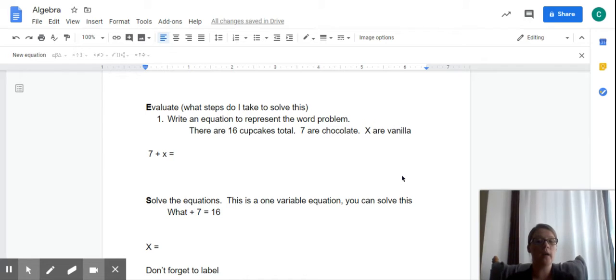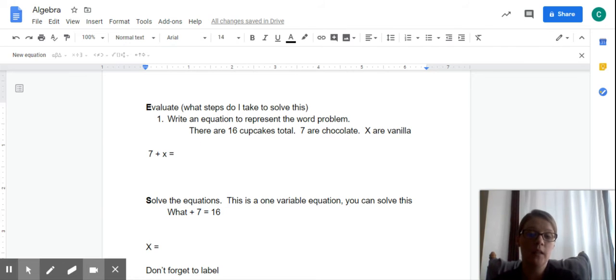So we're going to evaluate. What steps do I take to solve this? I went ahead and made some notes down here to help you so you don't have to keep scrolling back and forth. Write an equation to represent the word problem. There are 16 cupcakes in total. 7 are chocolate and X are vanilla. So in order to find our total number of cupcakes, we have to add the chocolate and the vanilla. So our equation becomes 7 plus X equals 16.